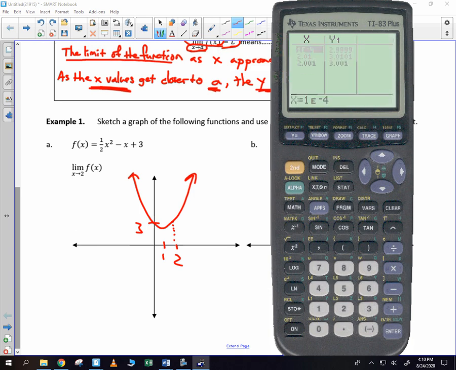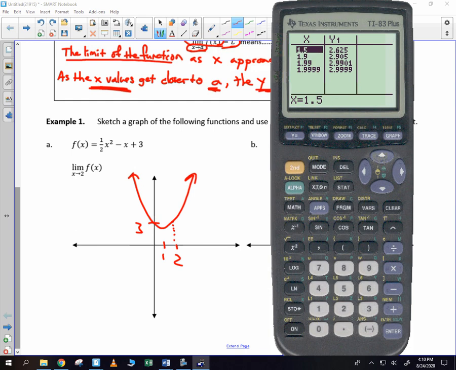If we check the table, that's another way to do it. I'm going to plug in numbers that are close to 2. For example, 1.5, that's close to 2. Or 1.9, that's close to 2. Or 1.99, that's a lot closer to 2. In fact, 1.9999, that's really close to 2. And you can see that as the x values get really close to 2, the y values get really close to 3.